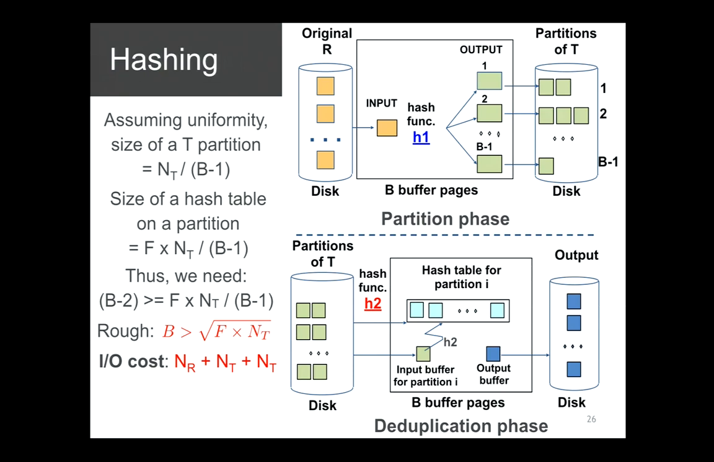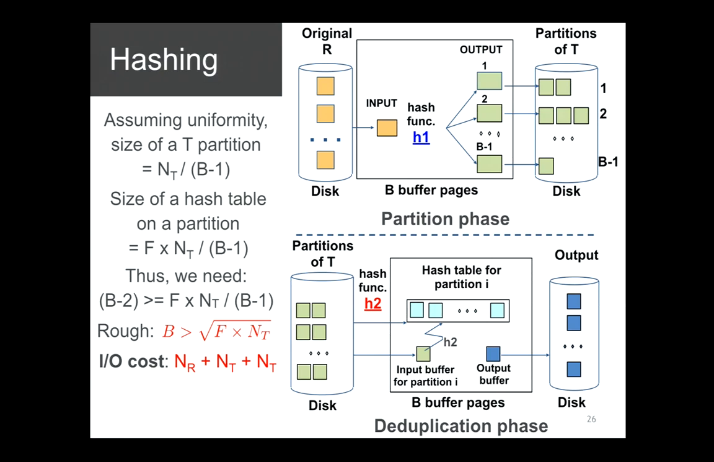Compare this with the sorting-based project, which was NR plus NT plus EMS merge of NT. EMS merge of NT could be larger than just NT. It could be 2NT, it could be 3NT. So this can potentially be smaller than the sorting-based project.